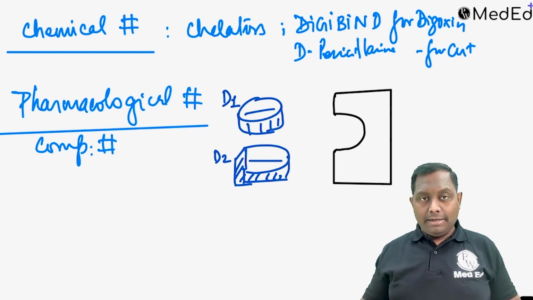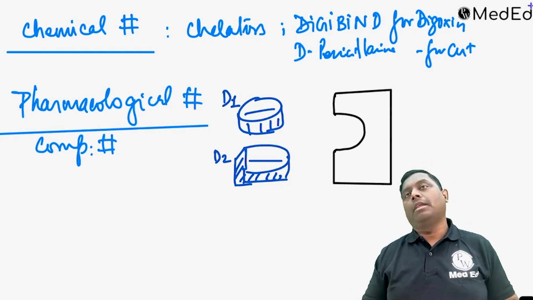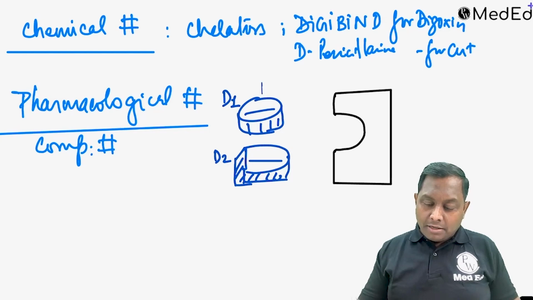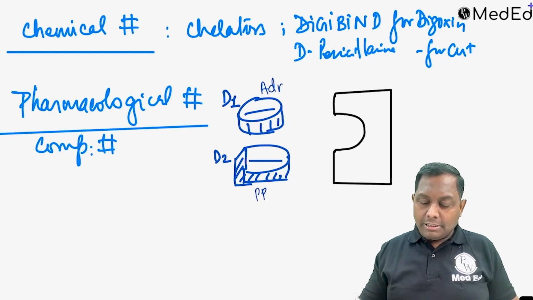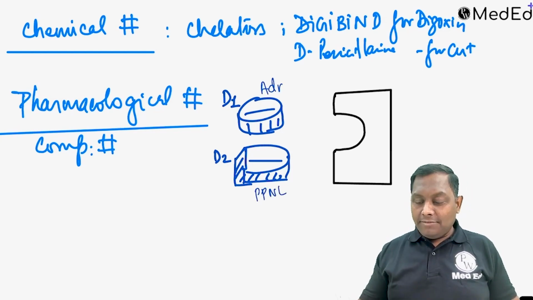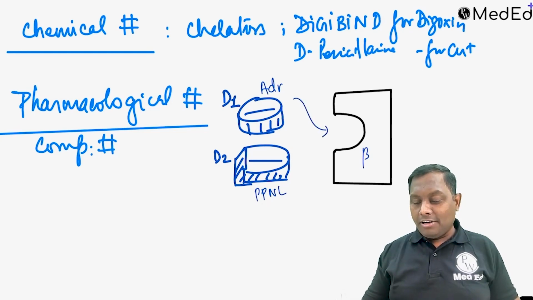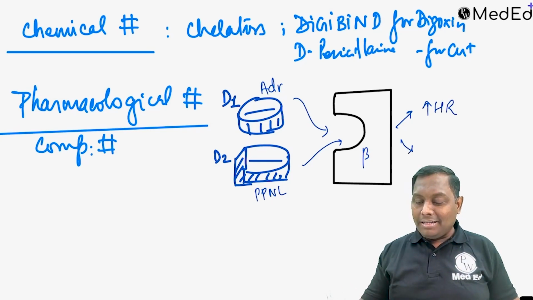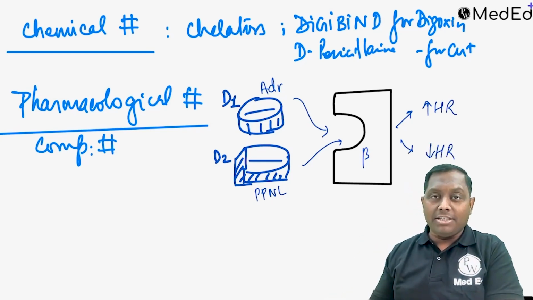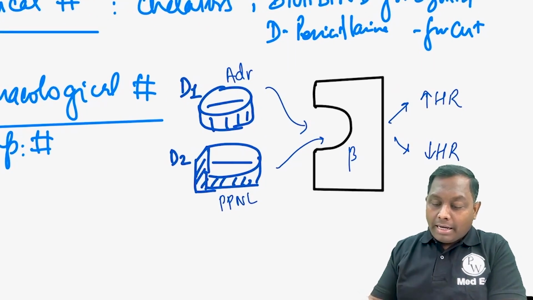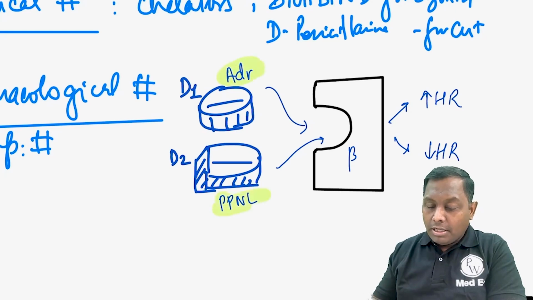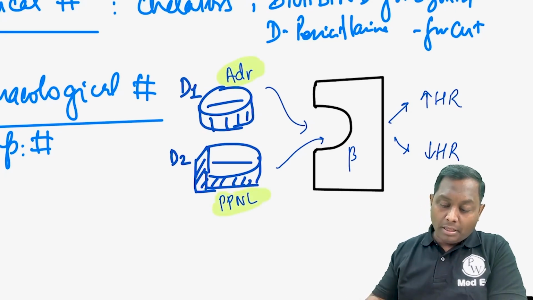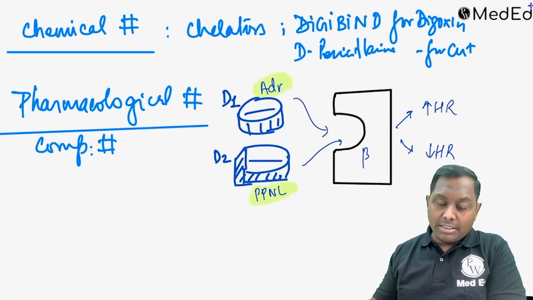So let's understand by example. Drug 1, let's say, is adrenaline, and this other one is let's say propranolol, that is a beta blocker. And if this is a beta receptor, you already know that when drug 1 binds, it will increase the heart rate. When drug 2 binds, it will block and decrease the heart rate. So two acting on the same site but producing opposite action. So adrenaline and propranolol can be pharmacological antagonists of each other.